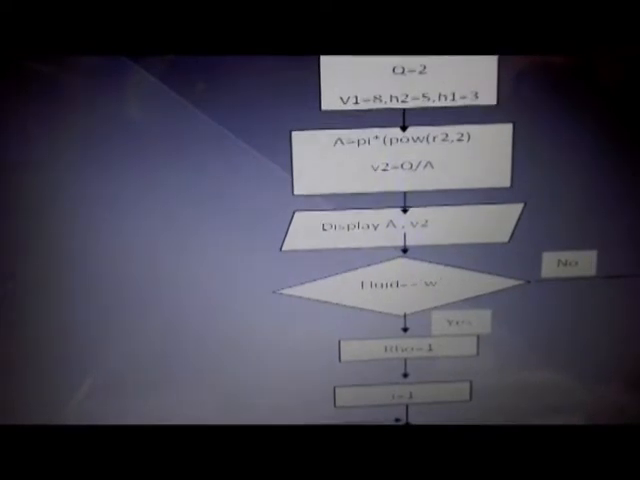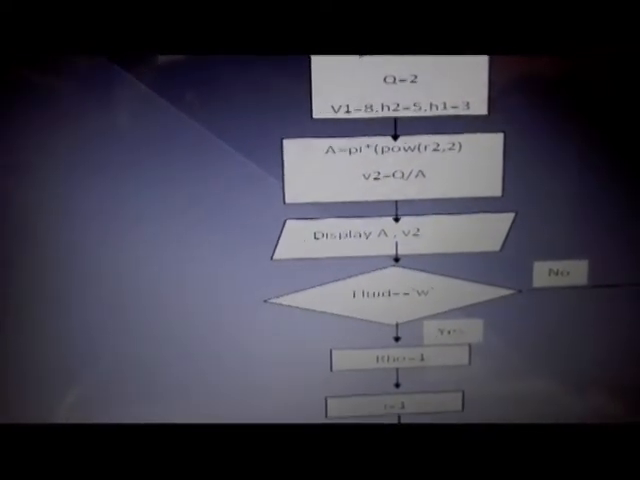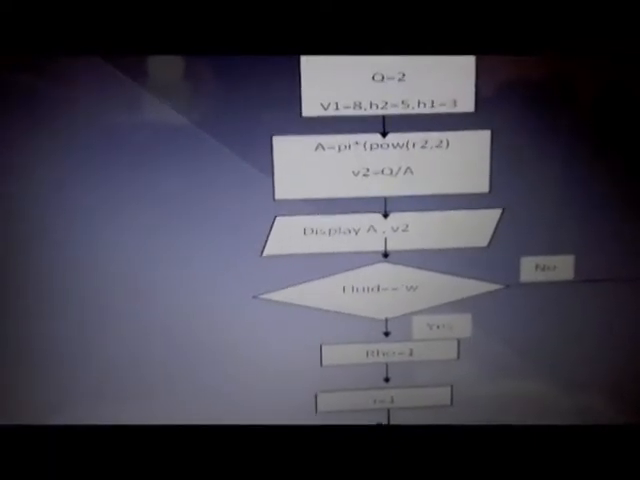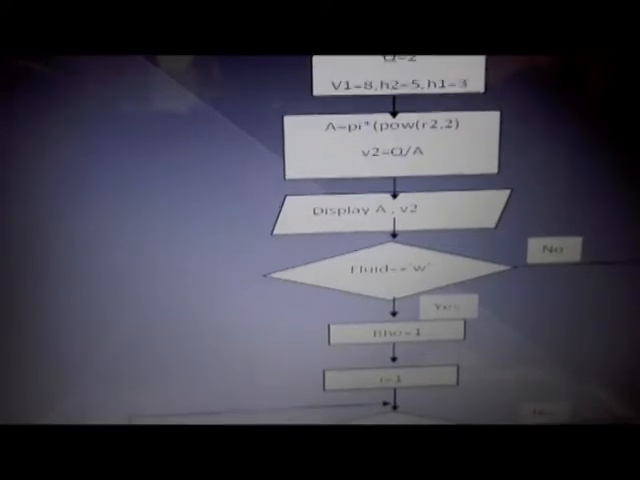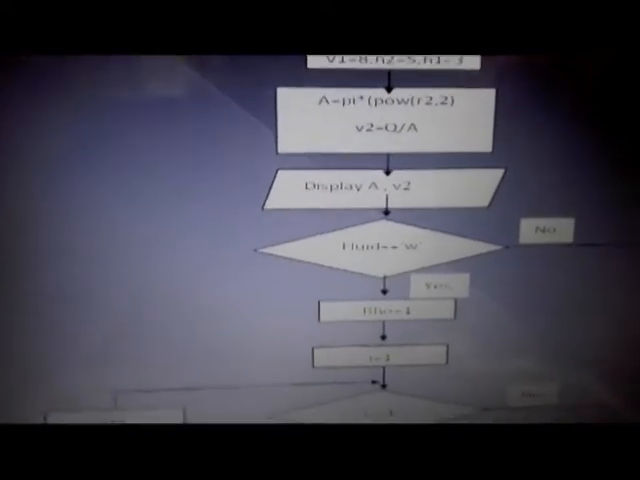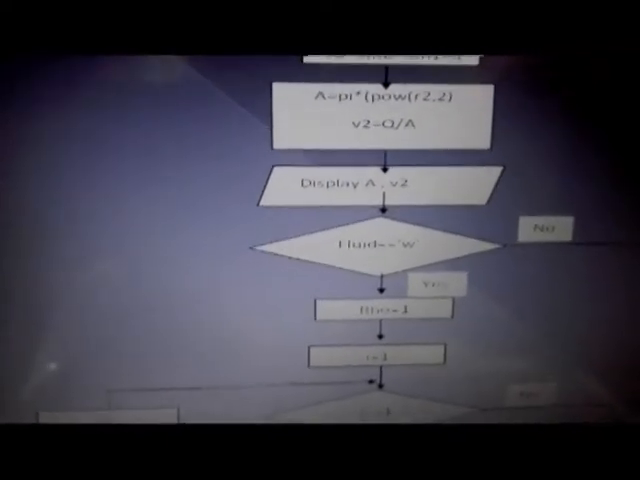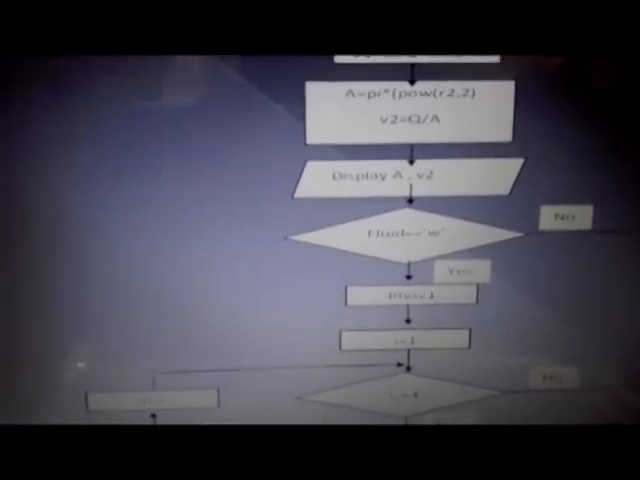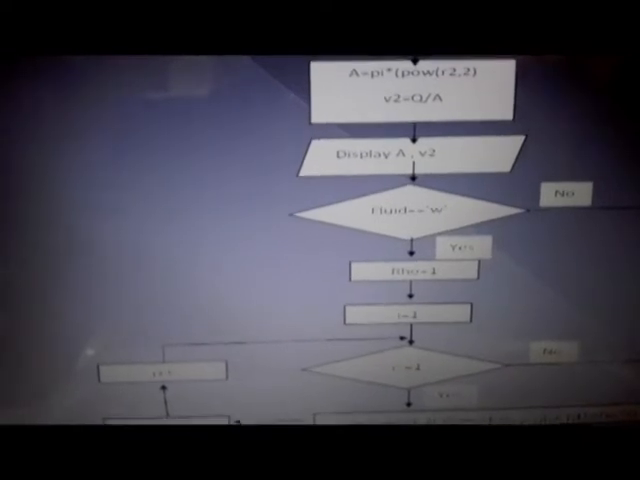In this problem, I have included four types of density, which are air, helium, gasoline, and water. The code will ask for the type of fluid. If the type of fluid is water, it will proceed to rho equal to 1 and make the iterations and the loop for 4.